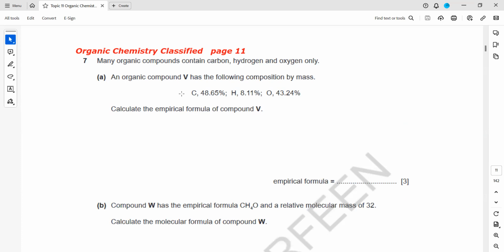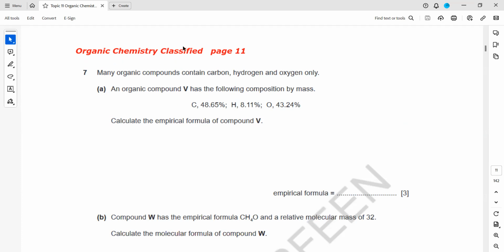So the first one, empirical formula. If you want to work out the empirical formula, we have carbon, hydrogen, and oxygen. It was 48.65, 8.11, and 43.24. First, what we did, we divide by atomic masses. This we divide by 12, this we divide by 1, and this we divide by 16. Then 48.65 divided by 12.